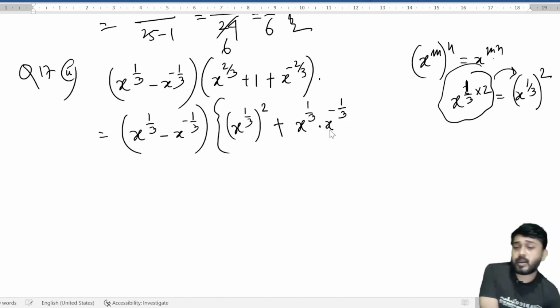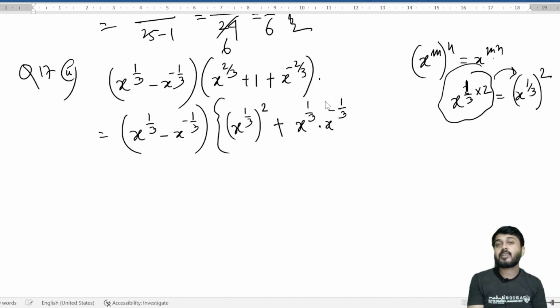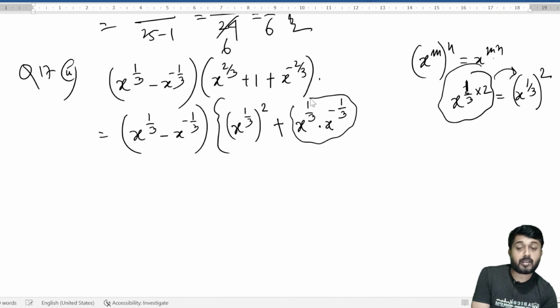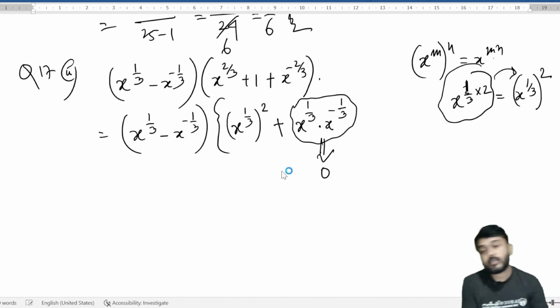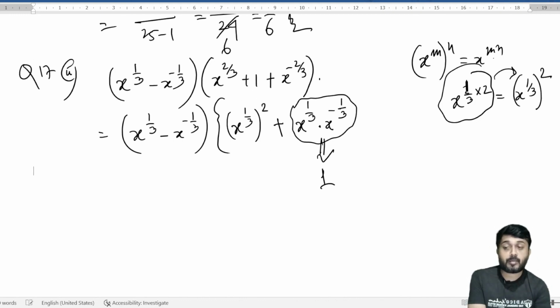Because if you multiply these terms, then powers will get added up. Powers means indices or exponents will get added up. Plus 1 by 3 minus 1 by 3, there is 0, x to the power 0. What does that mean? 1. Told you already repeatedly that anything whole to the power 0 is 1, right? So this term is nothing but 1. This term is nothing but this 1. Okay, have you understood?